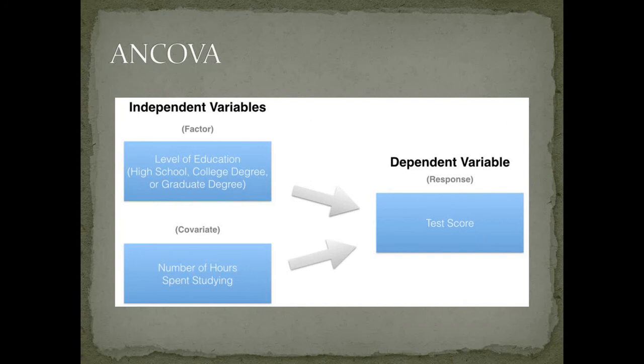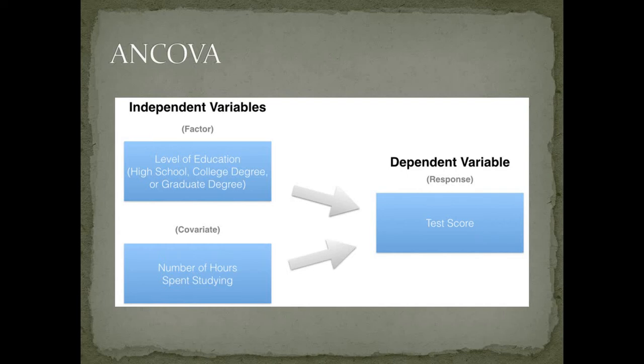We go for ANCOVA. ANCOVA stands for Analysis of Covariance. Now here you see that we have two independent variables and just one dependent variable. The first independent variable is level of education, and the level of education has three categories: high school, college degree, graduate degree. So the first independent variable has three categories. What about the second independent variable? It's a covariate, which means number of hours spent on studying.